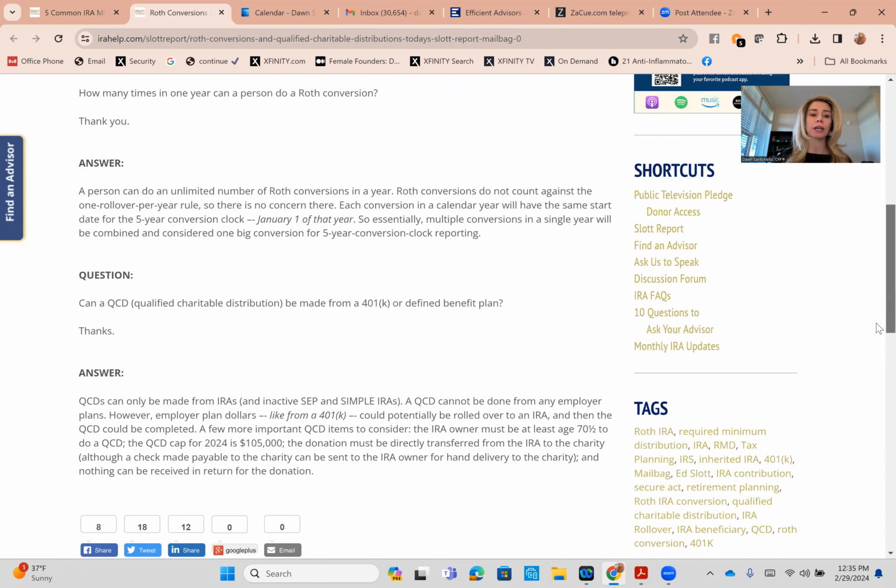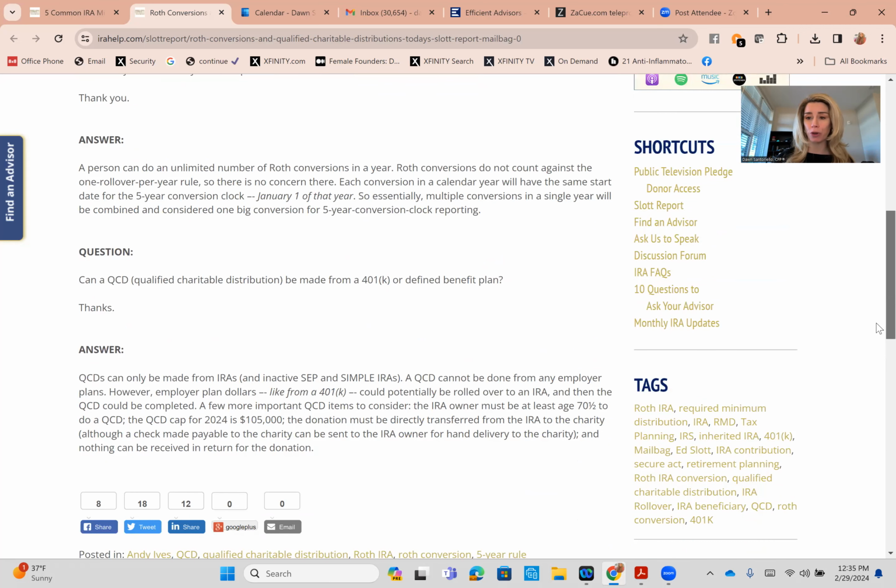And the second question, can a qualified charitable distribution, also known as a QCD, be made from a 401k or a defined benefit plan? No. QCDs can only be made from IRAs and inactive SEP or SIMPLE IRAs. A QCD cannot be done from any employer plans. However, employer plan dollars, like from a 401k, could potentially be rolled over into an IRA, and then the QCD can be completed.